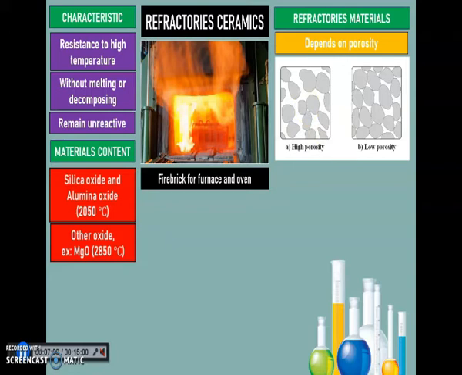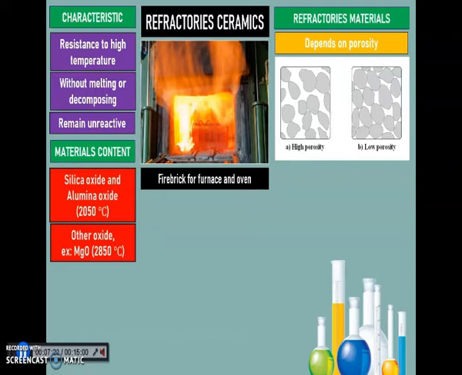sendiri. Antara kesannya adalah slag resistance. What is slag resistance? Slag resistance ni adalah the capacity of the refractories materials to counter the destruction action of molten slag. So actually ada kebaikan dan keburukan bila kita buat high porosity and low porosity.